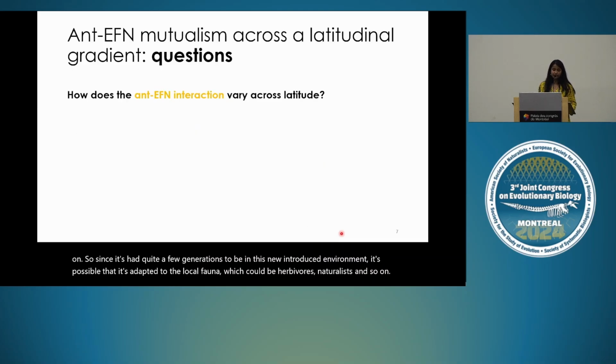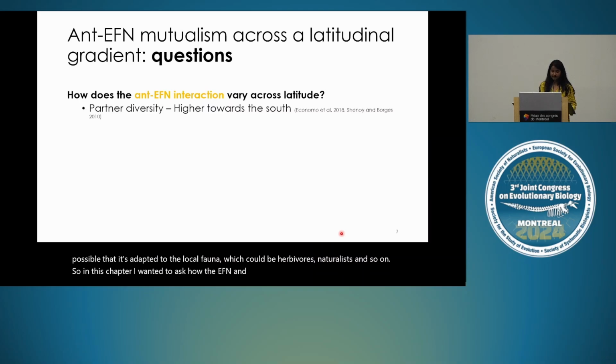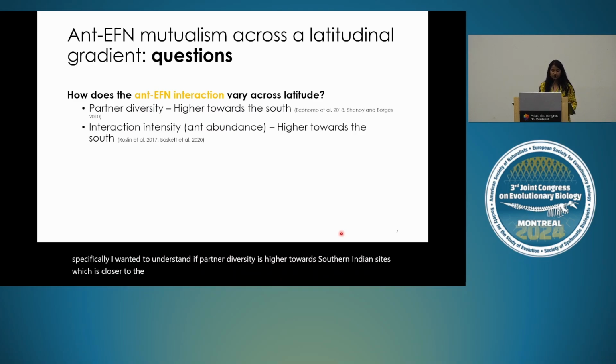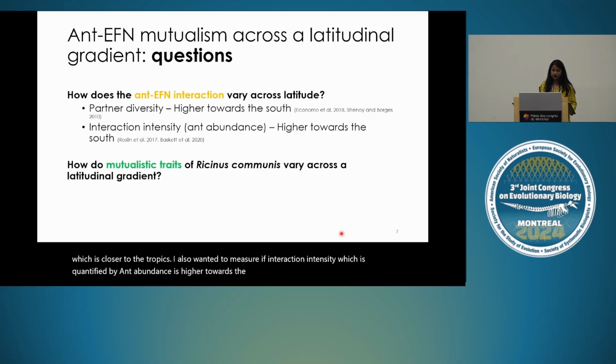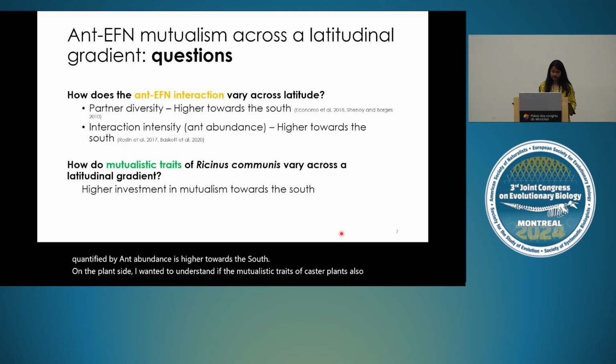So in this chapter, I wanted to ask how the EFN-ant interaction varies across latitude. Specifically, I wanted to understand if partner diversity is higher towards southern Indian sites, which is closer to the tropics. I also wanted to measure if interaction intensity, which is quantified by ant abundance, is higher towards the south. On the plant side, I wanted to understand if the mutualistic traits of castor plants also vary across a latitudinal gradient, and if there's higher investment in mutualism towards the southern Indian sites.